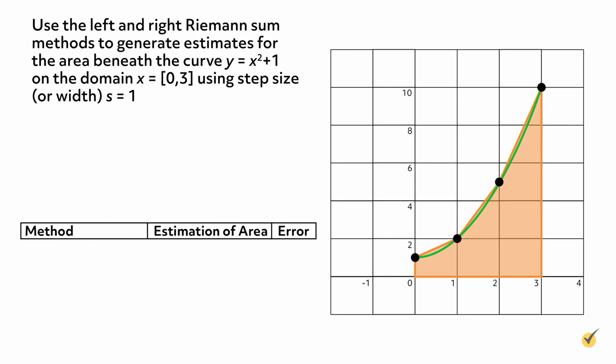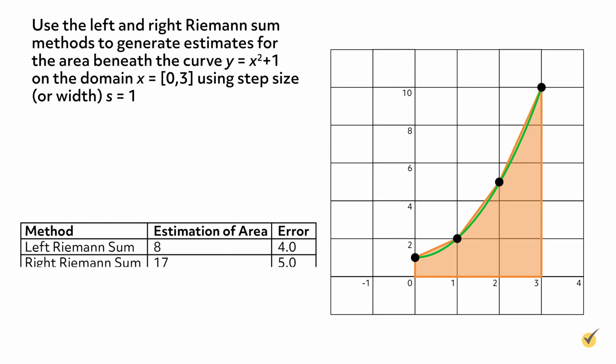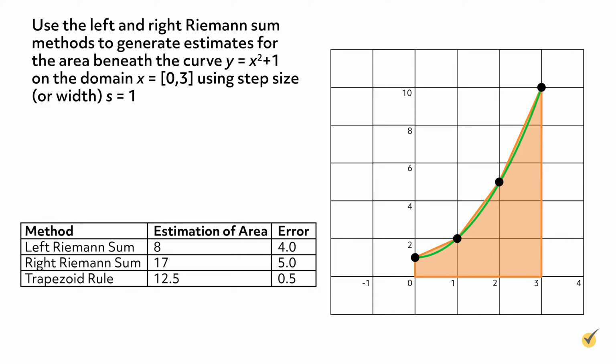To show just how major it actually is, note that the left Riemann sum with 3 rectangles estimated that the area beneath our curve was near 8. The right Riemann sum with 3 rectangles estimated that the area was near 17. The true value of the area beneath the curve is equal to 12. And in the same 3 partitions, the trapezoid rule estimated that the area was near 12.5, with an error of only 0.5. Now that we can clearly see how effective the trapezoid rule is, let's discuss how we actually form these trapezoids and how to compute the sum of their areas.